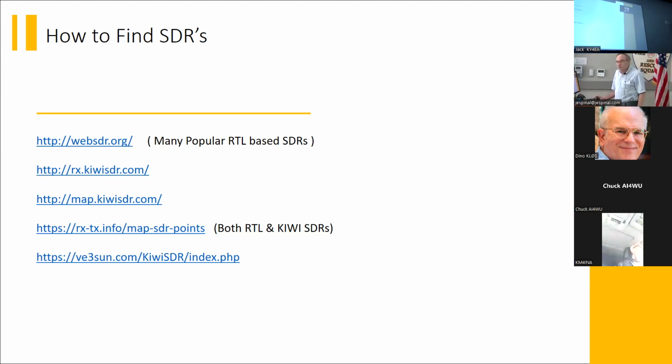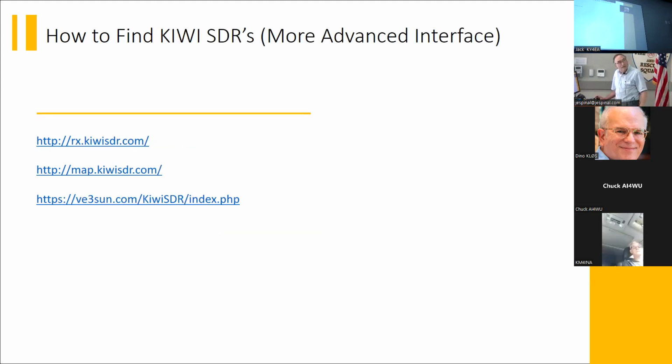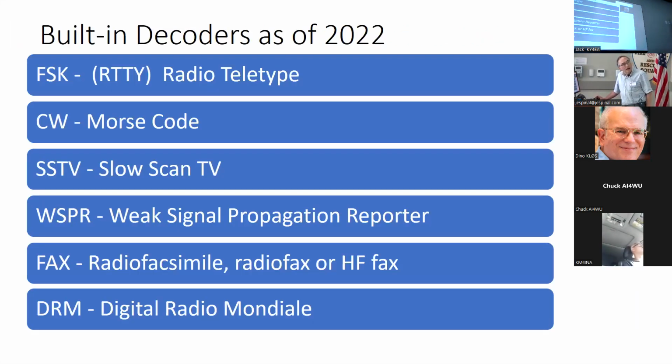They got more noise reduction and more plugins for decoding. So these are exclusively Kiwi-only links for the Kiwi SDRs. The built-in decoders, you've got teletype decoder. You can decode Morse code, slow scan TV.